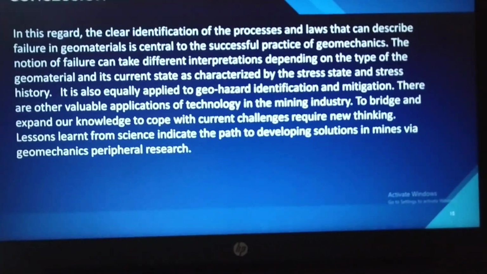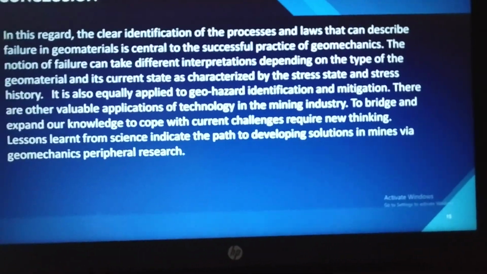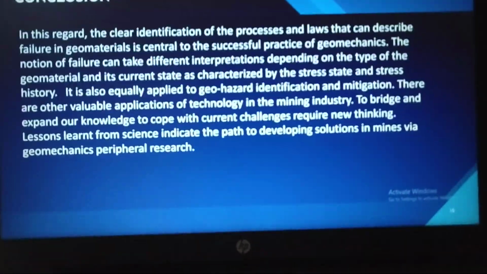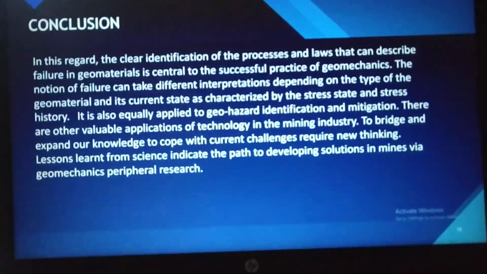And last but not the least, I want to say that lessons learned from science always indicate the path of developing solutions in mines via geomechanics peripheral research.